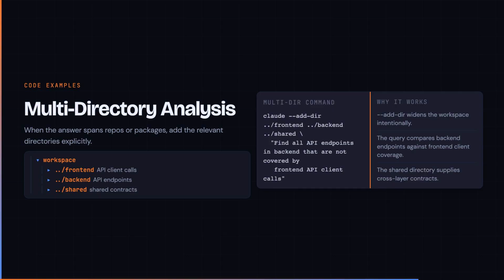Some questions cross directory boundaries. The --add-dir flag makes that explicit. claude --add-dir ../frontend ../backend ../shared gives the command access to the frontend client, backend endpoints, and shared contracts. The query asks for API endpoints in backend that are not covered by frontend API client calls. This works because the command sees the directories it must compare instead of guessing from one folder.